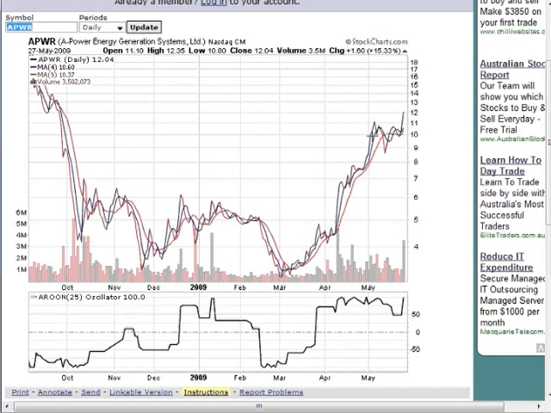Now I would say this stock is definitely going back up again. So it's in an uptrend, there's no doubt about it. The 4 day average crossed the 9 day average, so this is a buy signal. Okay, so this is definitely a buy. Let's look at another one.